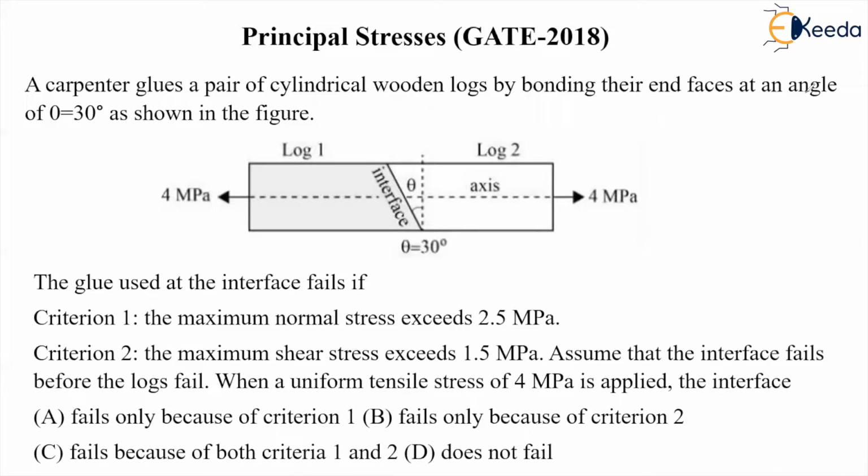In this question, we are given that a carpenter glues a pair of cylindrical wooden logs by bonding their end faces at an angle of 30 degrees. Right, this is theta, as shown in the figure. Theta is given to us as 30 degrees, and the glue used at the interface fails if criterion 1, the maximum normal stress exceeds 2.5 megapascal, or criterion 2, the maximum shear stress exceeds 1.5 megapascal.